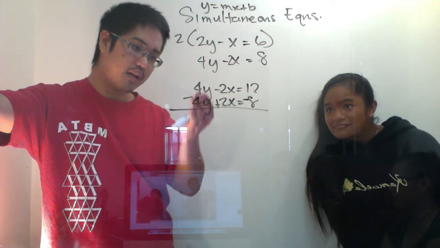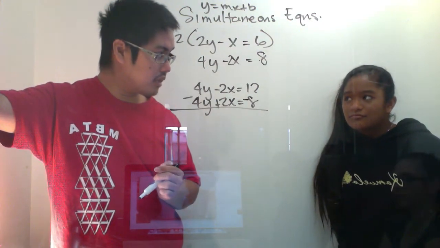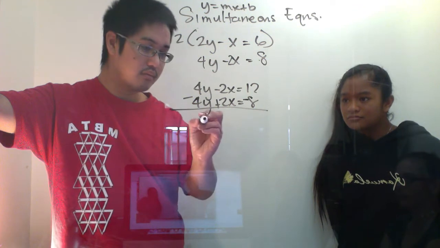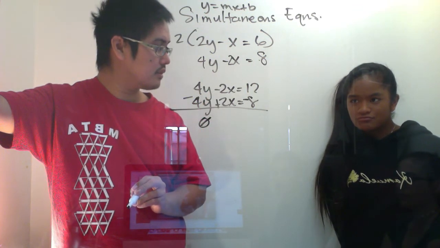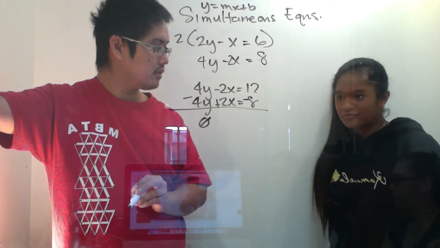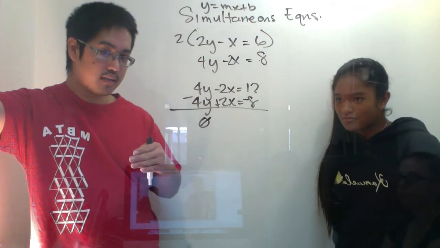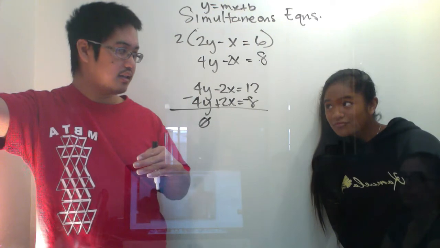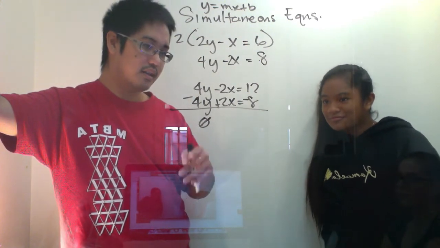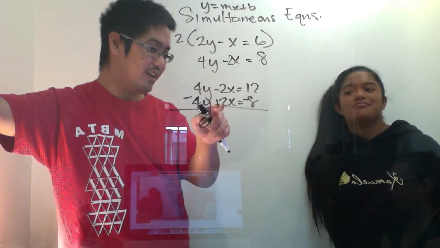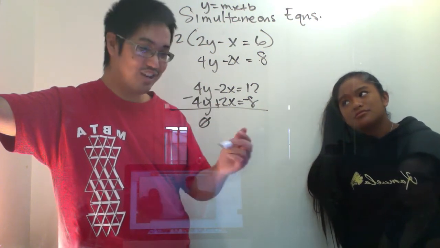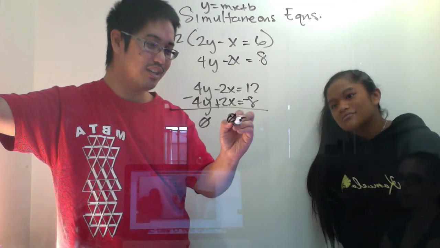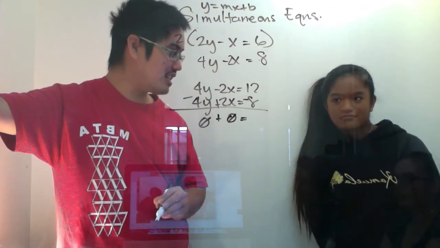Let's add these straight up and down. What's 4y minus 4y? 0. What is negative 2x plus 2x? Negative 2x. It's like if you owe me $2 and you have $2, how much money you got in the end? No money. Right. 0 equals, what's 12 minus 8?